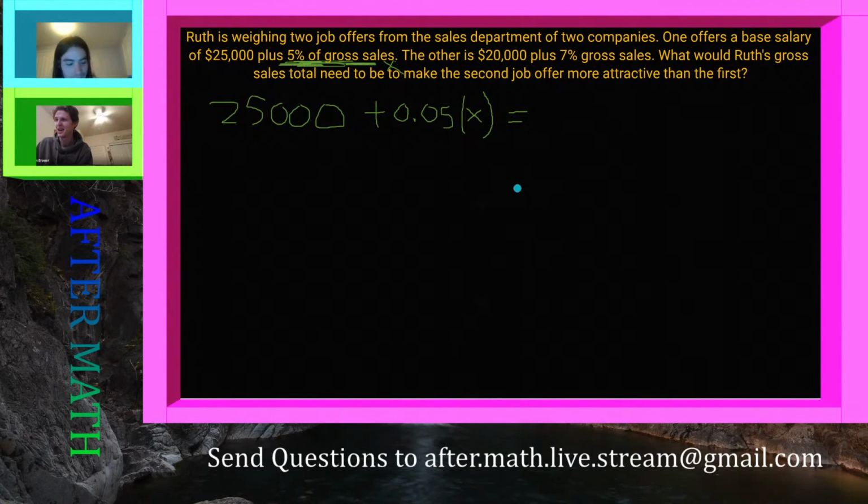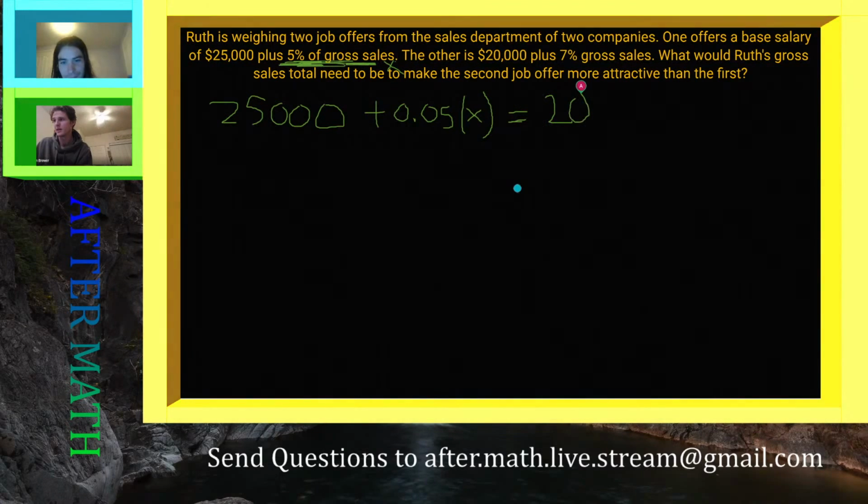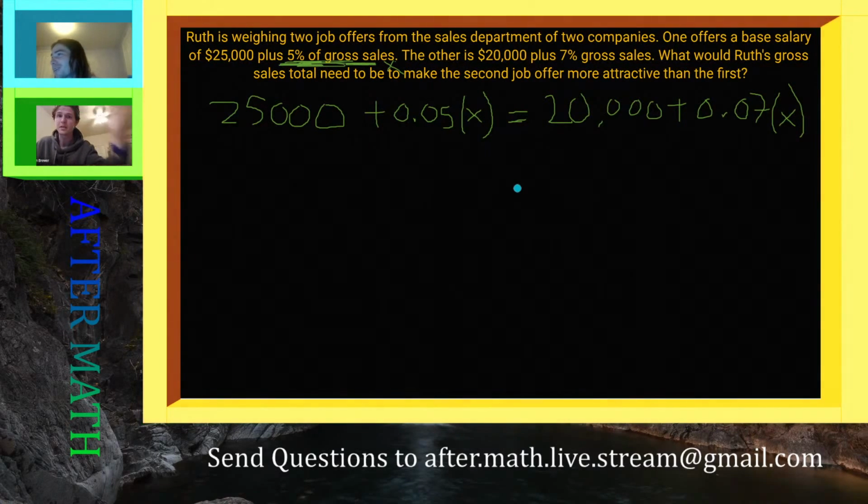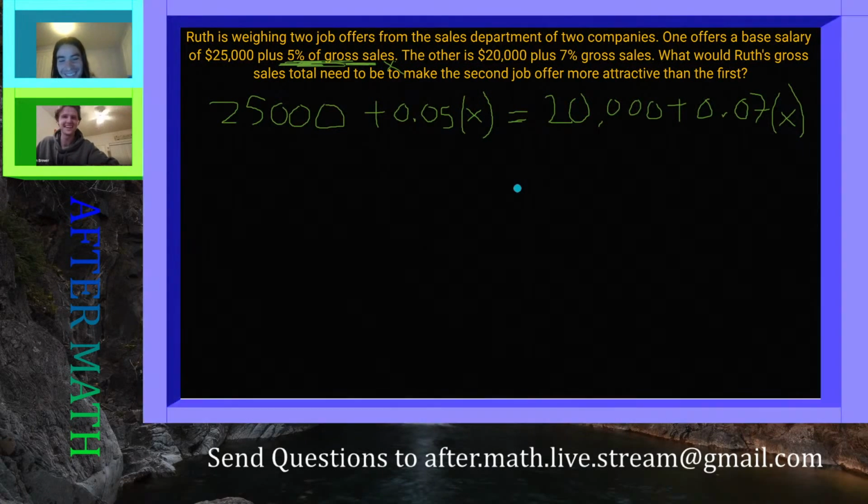Okay, and then I'm going to set this equal to 20,000 plus 0.07 times x. The reason why I am just setting it equal. Hey, Jaden, that was my part of the equation, you jerk. Oh, sorry. You're right. I jumped the gun. Yeah, you did.